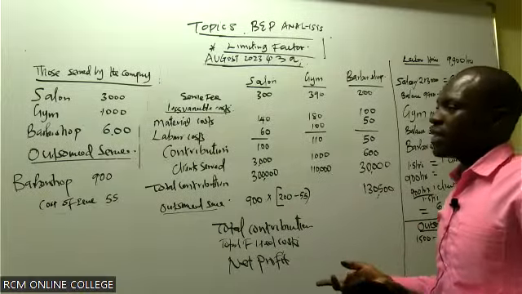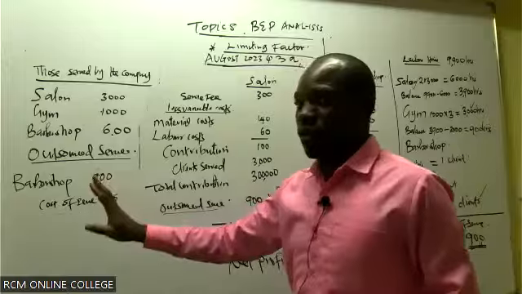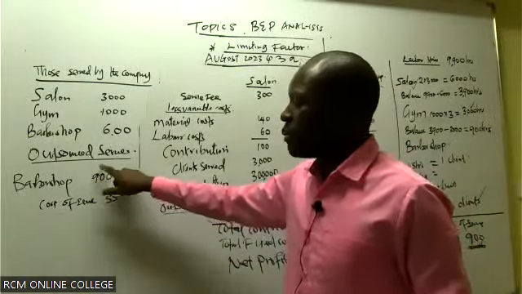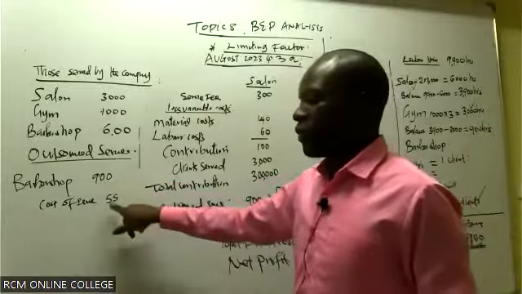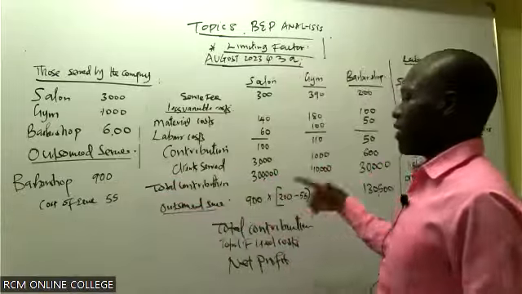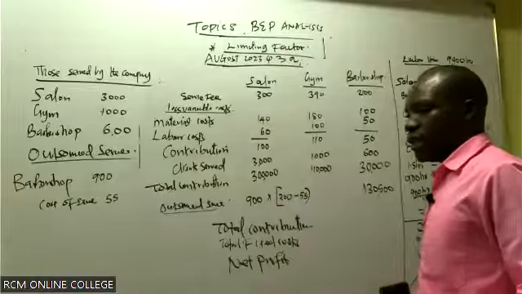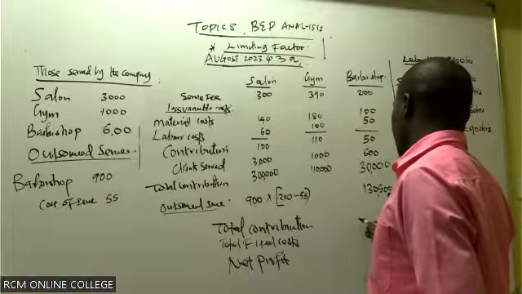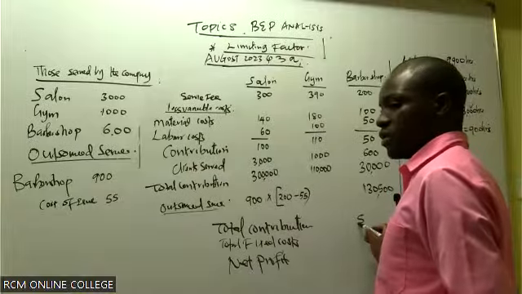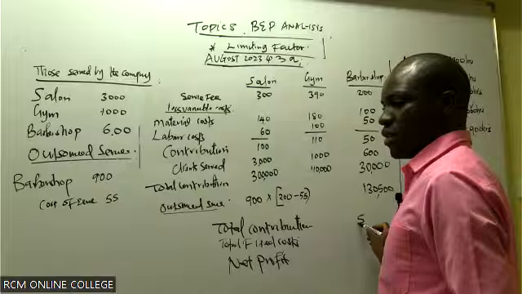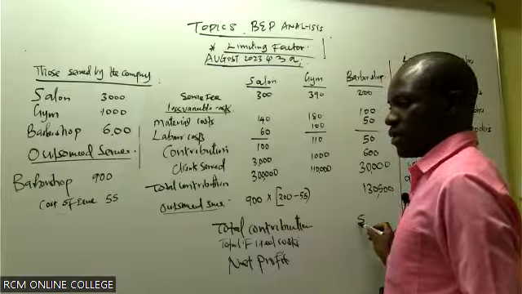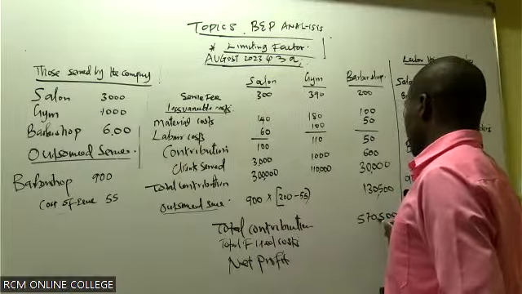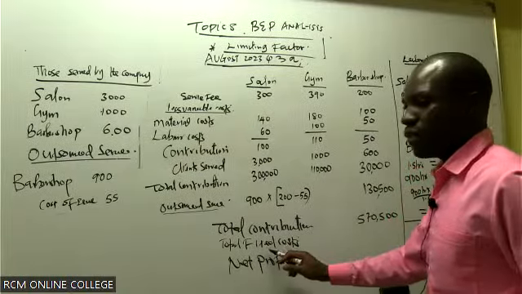We assumed that this 900, hatutawasahau hivyo, we were told that they were fully served. So if they were served, these people outsourced the service at a cost of 55. That is the cost of offering that service. So tukiongeza kila kitu, hapa tulikuwa na ngapi? Hapa tulikuwa na 570,500 less total fixed cost.